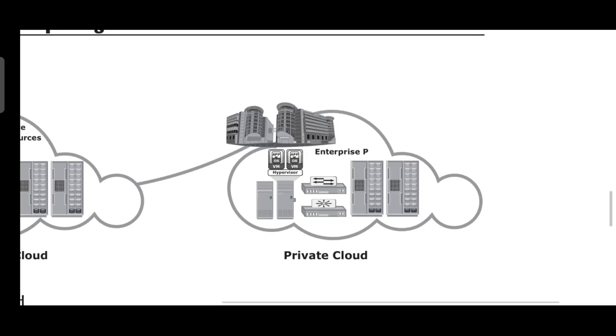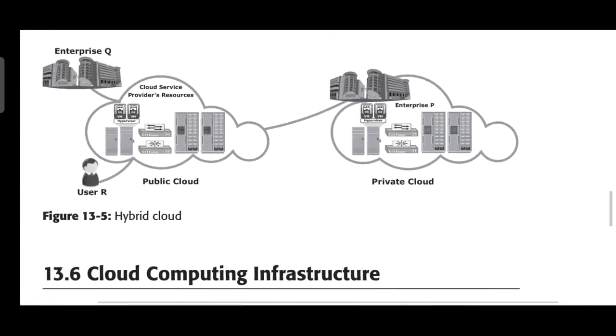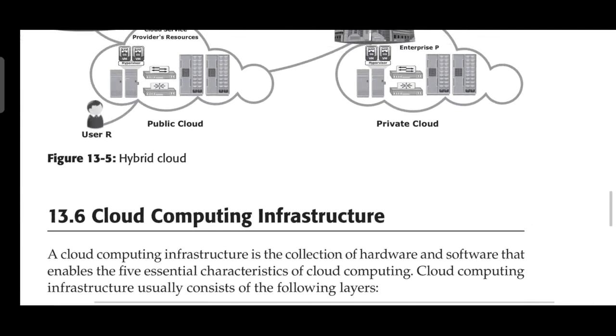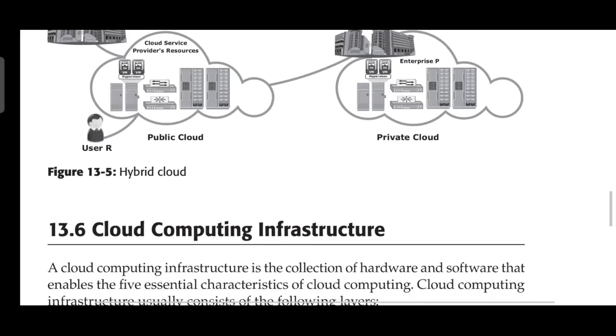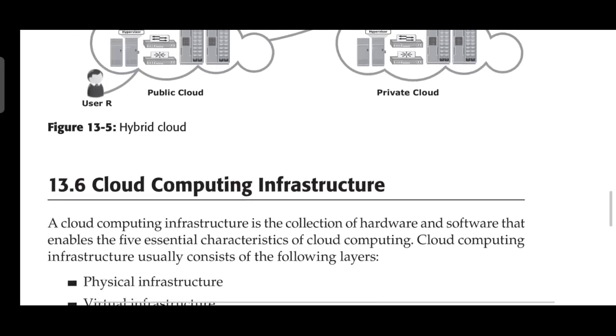Only the people from enterprise P can have access to both environments, that is its own cloud environment as well as the public one, whereas the remaining members can have access to the public part of the hybrid structure. That's about the cloud deployment models. There are four types of deployment model: public, private, community, and hybrid cloud.